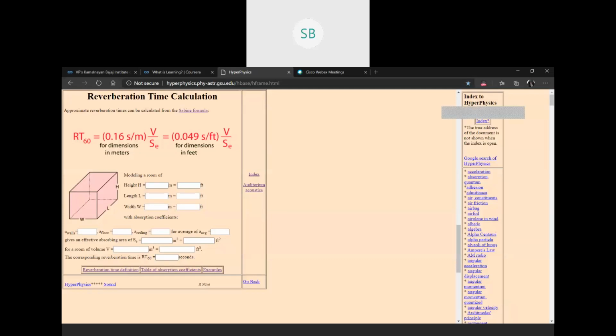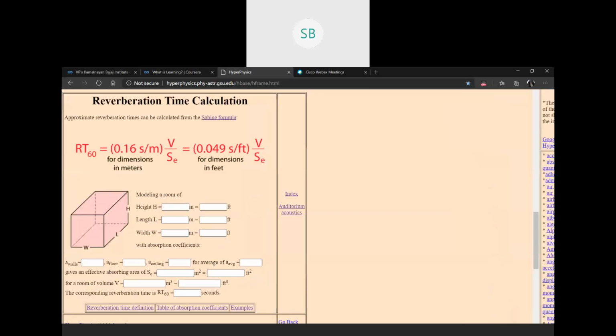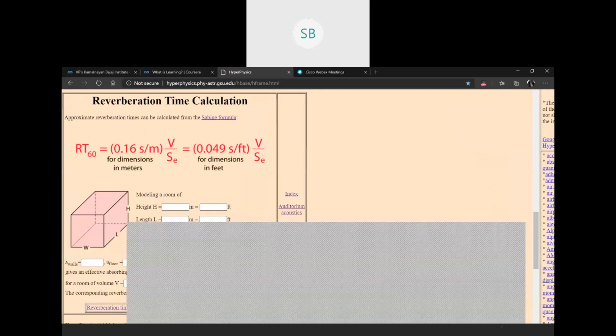Is it visible to you? Okay, so reverberation time calculation. Just a minute, I'll enter some of the values on this one.